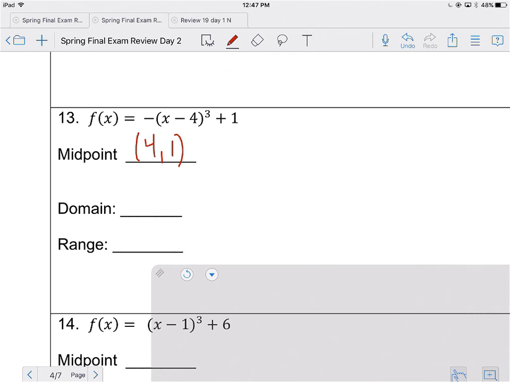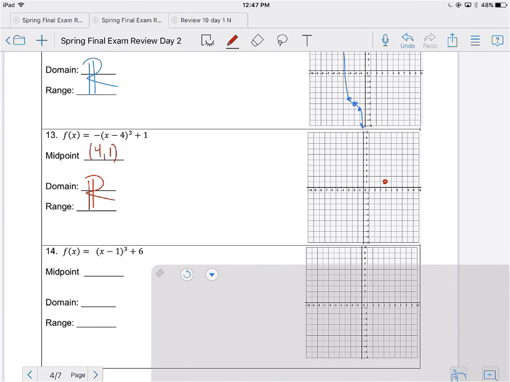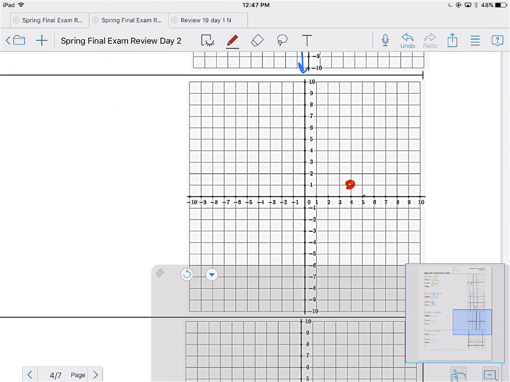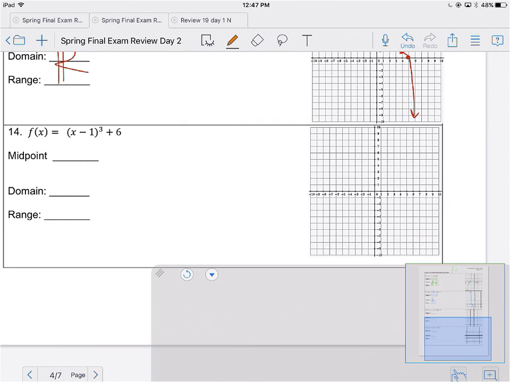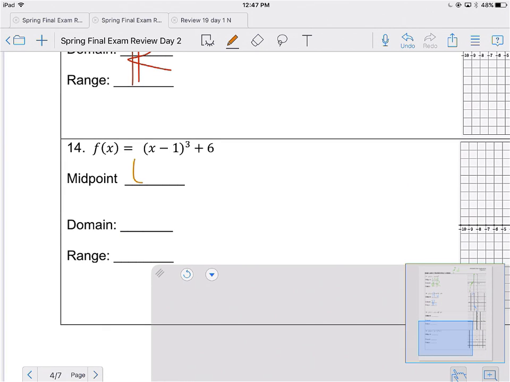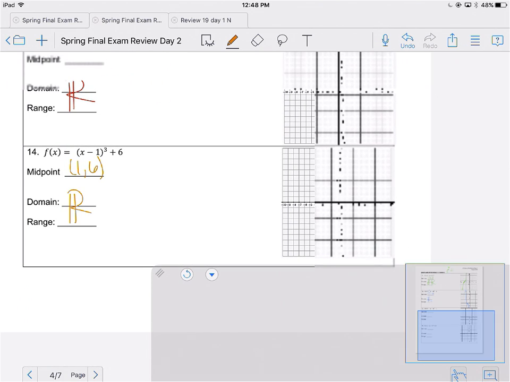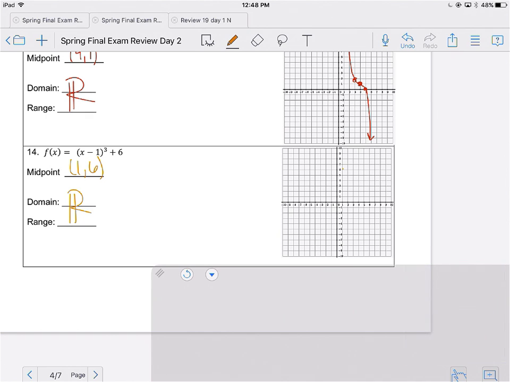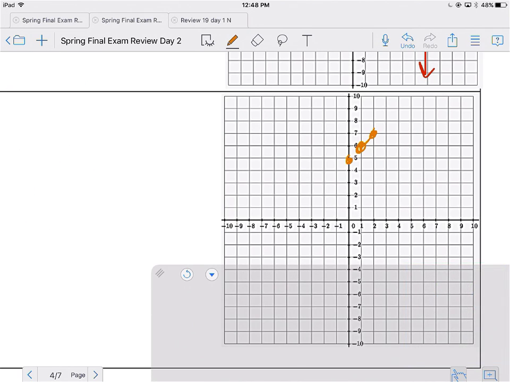Midpoint is opposite, same. So 4, 1. This has a negative in front, so we go down and right, up and left. And midpoint on 14 is 1, 6. Domain and range are all real. So 1, 6. And this one is positive, so we go right and up, left and down.